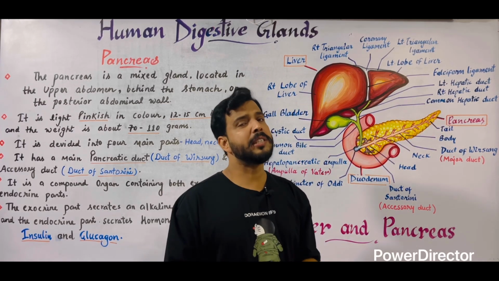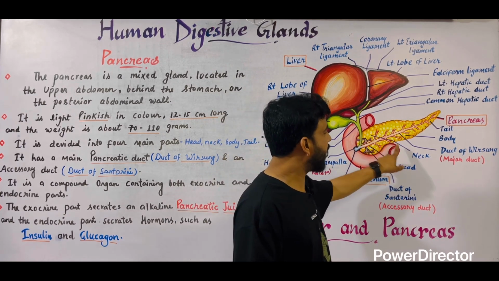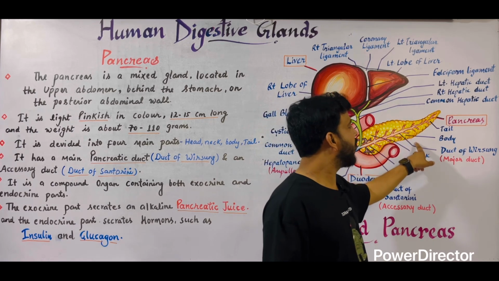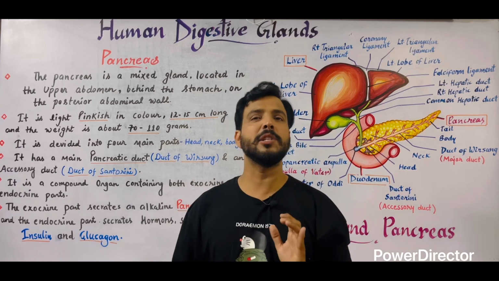The pancreas is divided into four main parts. This is the head. This part is known as the neck. This is the body, and the posterior part is known as the tail. So the pancreas is divided into four parts.